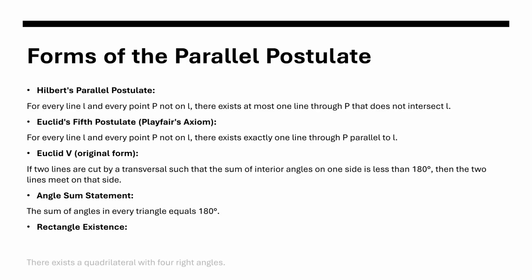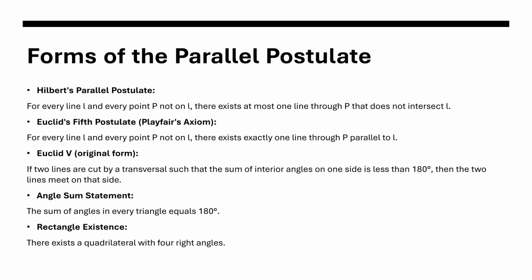Another is rectangle existence: there exists a quadrilateral with four right angles. A rectangle is a quadrilateral with four right angles. In hyperbolic geometry, this doesn't exist. The existence of even one rectangle is enough to characterize Euclidean geometry. So all five of these are equivalent.